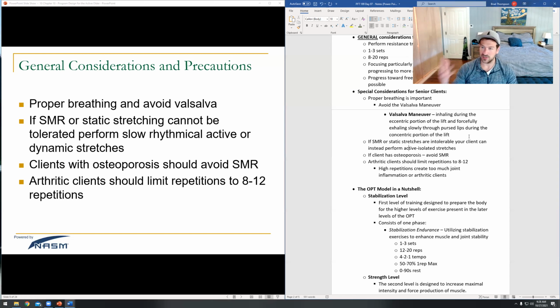If they have osteoporosis, SMR probably needs to be avoided. Not because SMR is bad, but foam rolling is probably really dangerous, because you're putting pressure on a bone, so we don't want to do that. And if they do have arthritis, you're going to stay somewhere in the 8 to 12 repetition range. You don't want to do ultra high repetitions because it can cause inflammation around the joint.